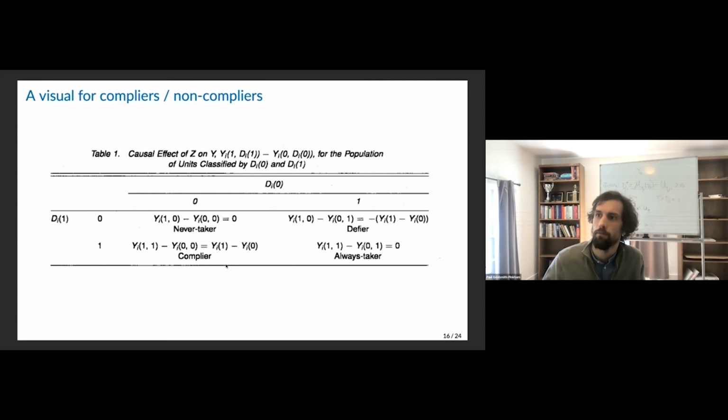Let's do the always taker next, the bottom right. They're always going to take the treatment and the instrument has no impact, so there's no difference between the two. You can't estimate the effect using the instrument. And then the compliers are the ones who, when the instrument is one, take the treatment, and when the instrument is zero, do not take the treatment. I've ordered it in a particular way. And then the defier is the opposite. The problem is that they get the negative value of their individual treatment effect.